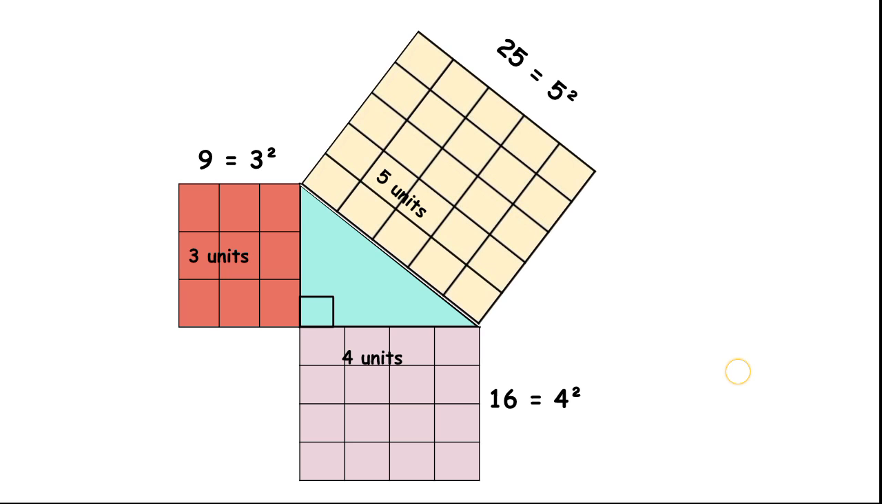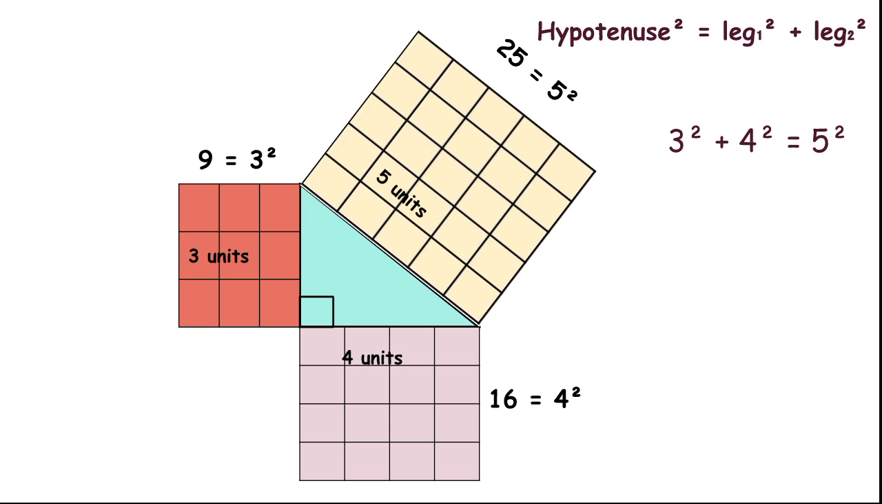We know that hypotenuse square is equal to leg 1 square plus leg 2 square. So 3 square plus 4 square is equal to 5 square. 3 square is equal to 9 and 4 square is equal to 16. 9 plus 16 is equal to 25. 25 is equal to 25. Therefore, it is satisfied. And the numbers which satisfy the above equation, we call them Pythagorean triplets.